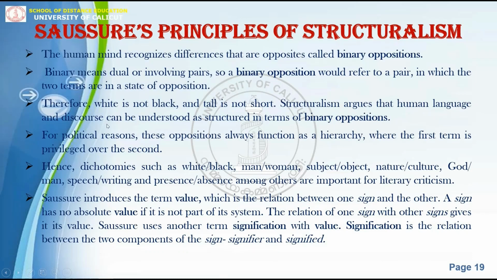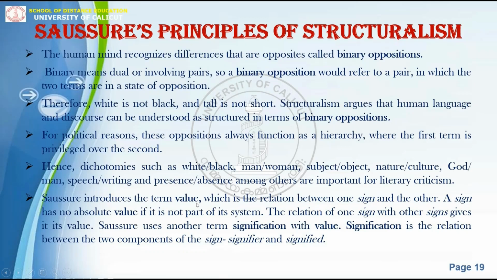Now, structuralism argues that human language and discourse can be understood as structured in terms of binary opposition. For political reasons, these oppositions always function as a hierarchy where the first term is privileged over the second. Hence, dichotomies such as white, black, man, woman, subject, object, nature, culture, God, man, speech, writing, presence, absence, all these are important for literary criticism.